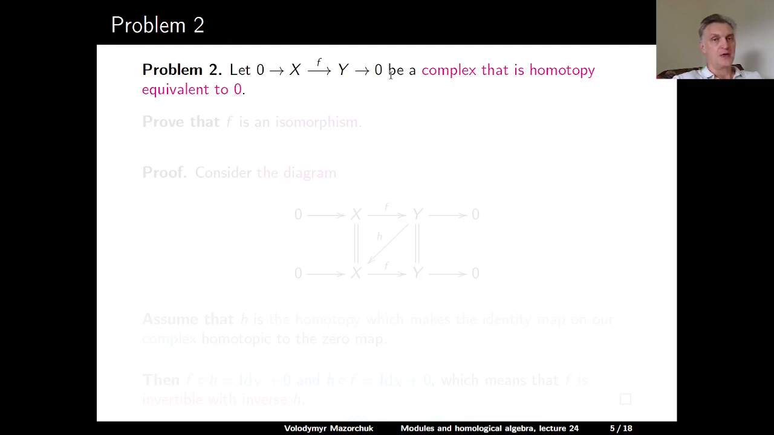Problem 2. Consider the following complex: 0 goes to X, then by F to Y, and then to 0. Assume that it is homotopy equivalent to 0. Prove that the map F is an isomorphism.